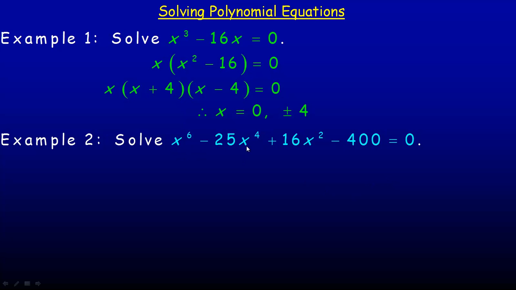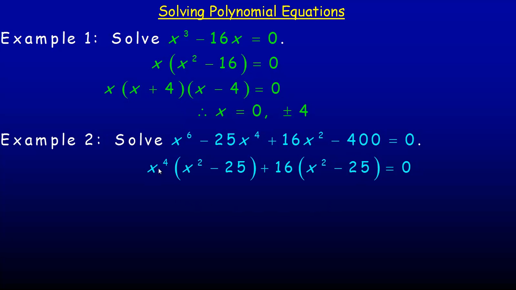Now notice that there are 4 terms. This is what might make me think to try this. When there's an even number of terms, like 4 terms, 6 terms, or 8 terms, you can sometimes do this factoring by grouping. In the first 2 terms, there's a common factor of x to the 4th, so we factor an x to the 4th out of the first 2 terms. In the last 2 terms, there's a common factor of 16. We factor 16 out of 16x squared, leaving an x squared, and out of negative 400, leaving negative 25, since negative 400 divided by 16 is negative 25.